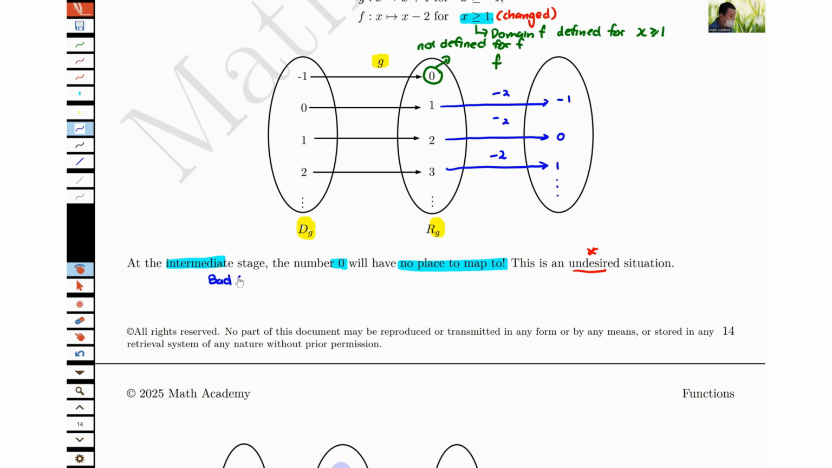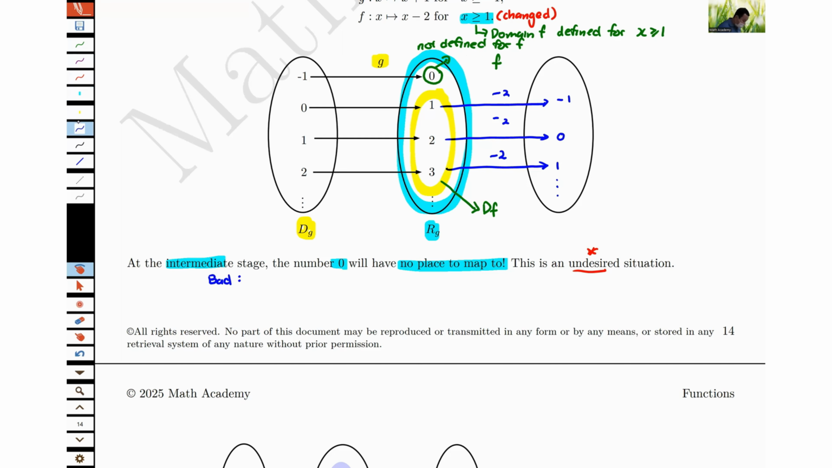Why is it undesired? It is bad because this big set here, which is range G, is a bigger set than domain of F. This yellow set is domain F. The blue set, let me highlight correctly, is range G. The range of G has got values that are not inside domain F. It is very bad for us because I cannot apply the function f anymore on the intermediate step.